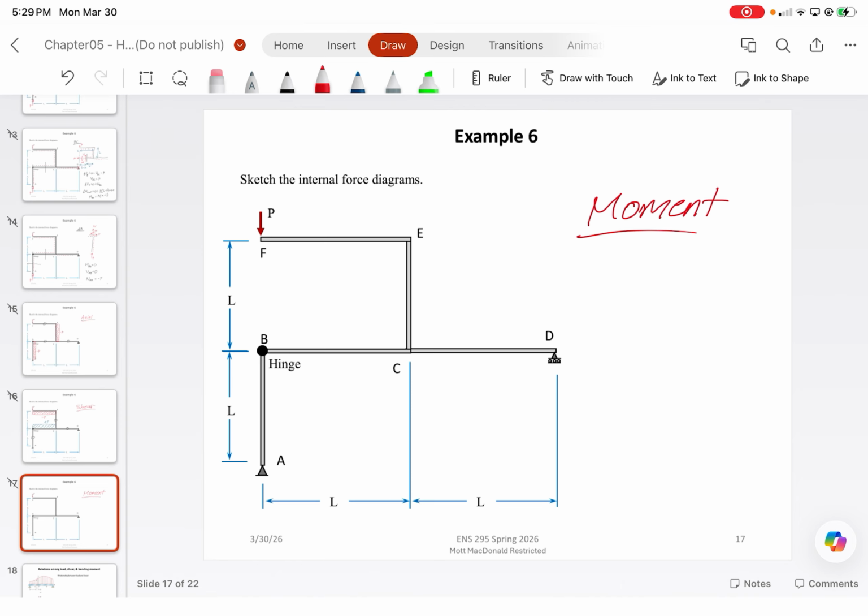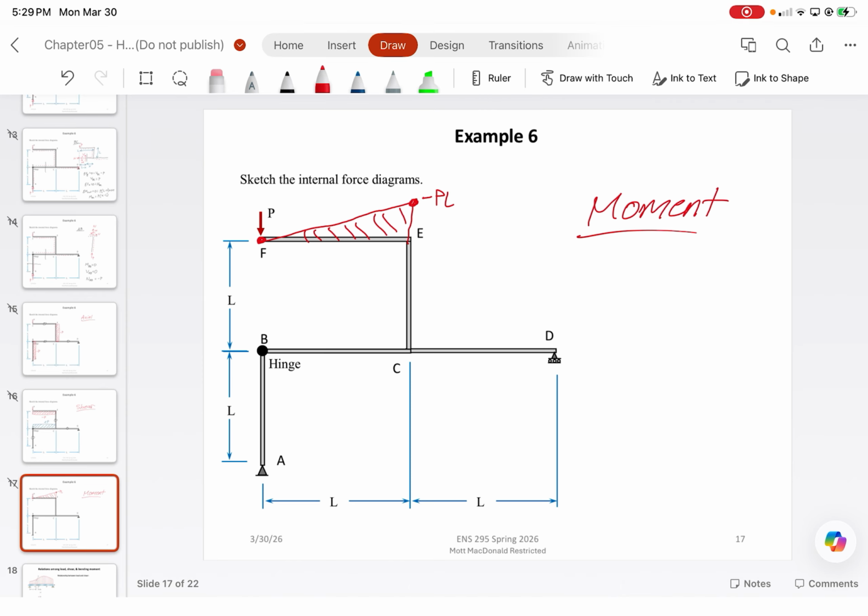Here's the nice thing: what's the bending moment in EC? Negative PL. Exactly. So it was consistent at negative PL. That's a sign that we know we did it correct because the moment is shared at the joints. Whenever there's no hinge, the moment is always the same at the joints or they sum up together somehow.